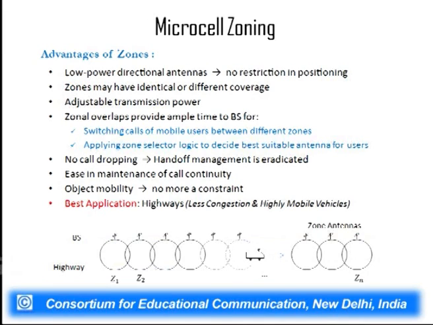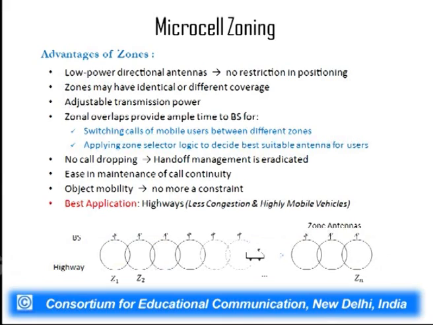Now these zone antennas can be deployed in a wired or wireless fashion, and they can be connected with the help of a wired backbone to the base station. Remember that the connectivity between the zone antennas may be wired or wireless, but its connectivity to the base station should be wired. Okay.